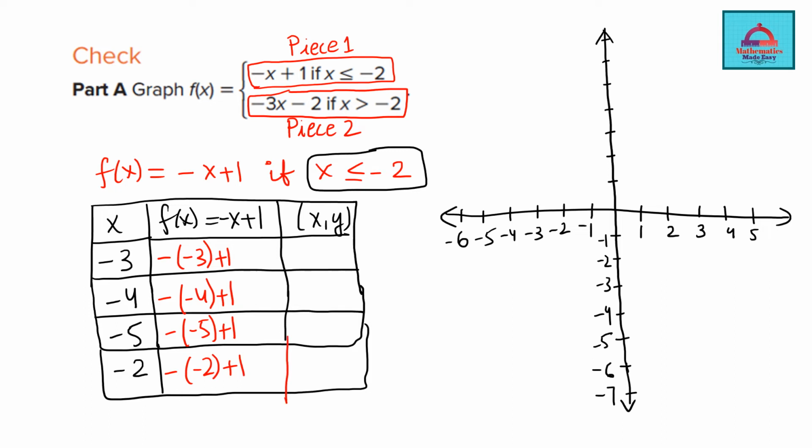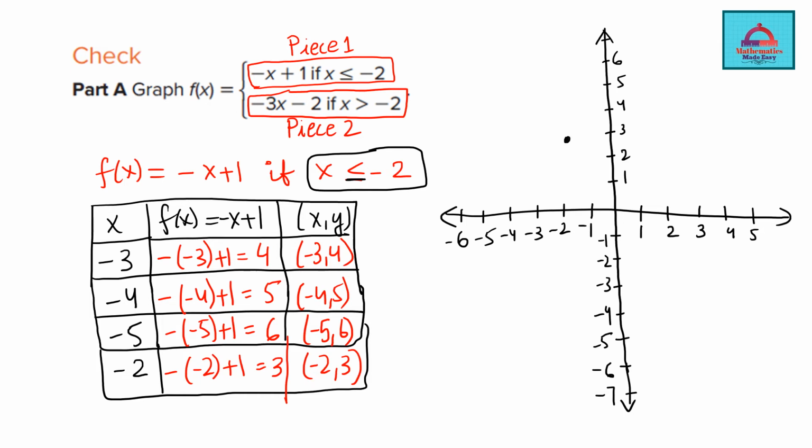So let's find this value. This is 3 plus 1, 4. This is 5. This is 6. And this is 3. So what is the point? -3, 4, -4, 5, ordered pairs, -5, 6, and -2, 3. Now if you look at the domain, x equal to -2 is included. So at -2, when you are taking the value 3, it will be a closed dot. Okay, -2, 3, that's the first point.